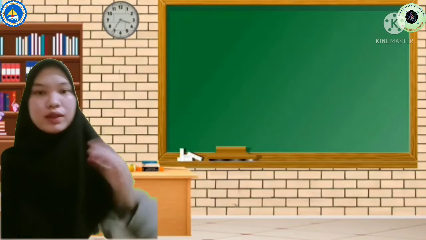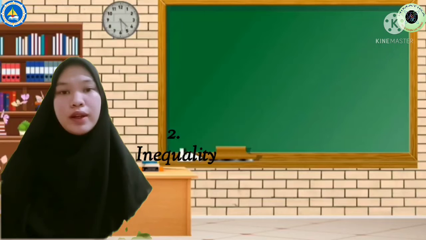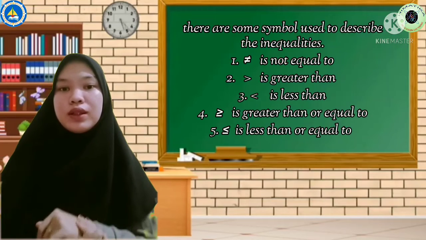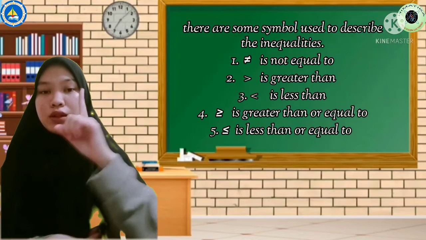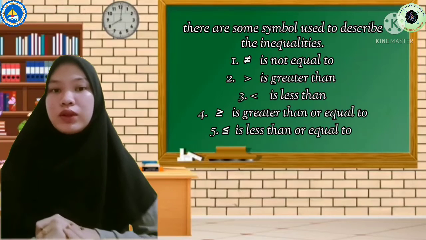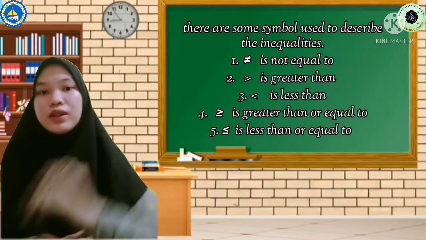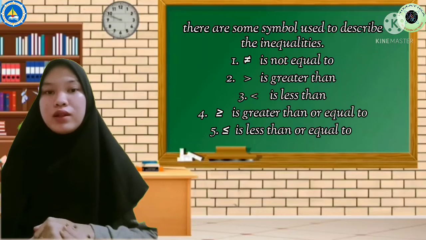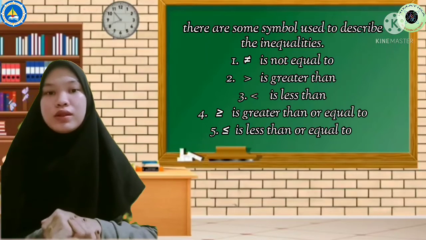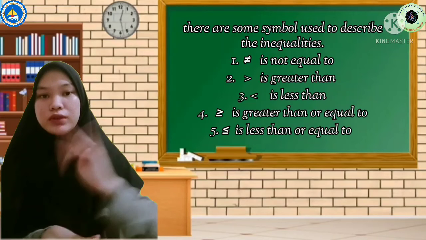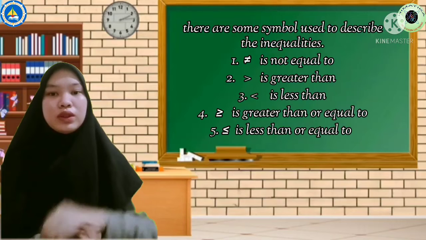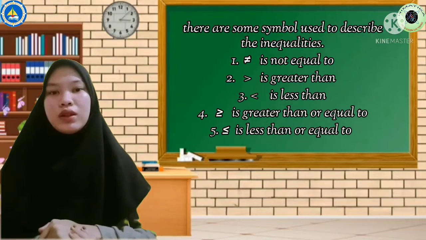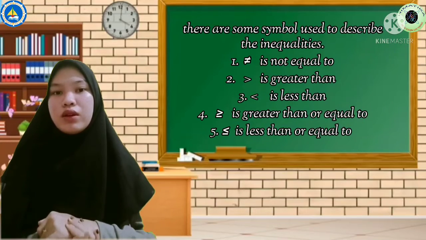The second, inequalities. There are some symbols used to describe the inequalities. The first is not equal to. The second is greater than. The third is less than. The fourth is greater than or equal to. The fifth is less than or equal to.